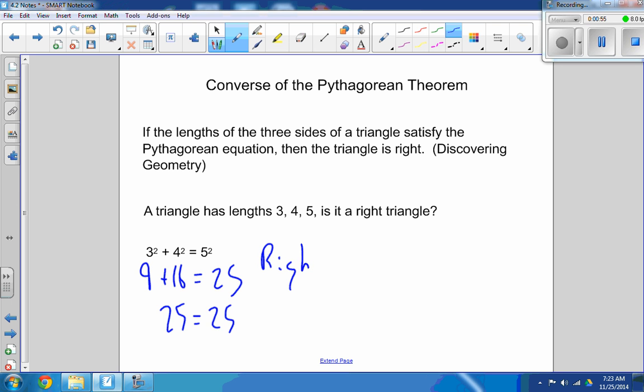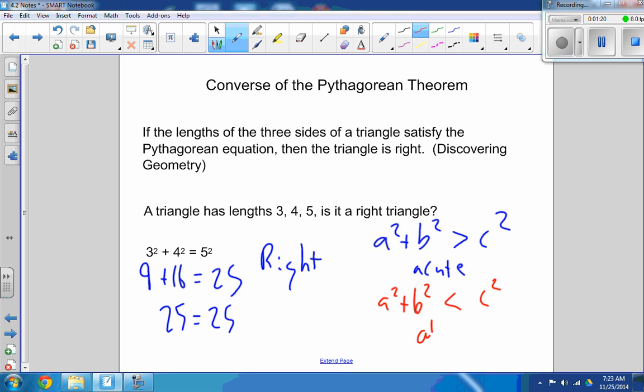Now we can use this same idea to determine whether it's acute or if it's obtuse. So if it's acute, you end up with a squared plus b squared being greater than c squared. So that's acute. It ends up being obtuse if a squared plus b squared is less than c squared. So that's obtuse.